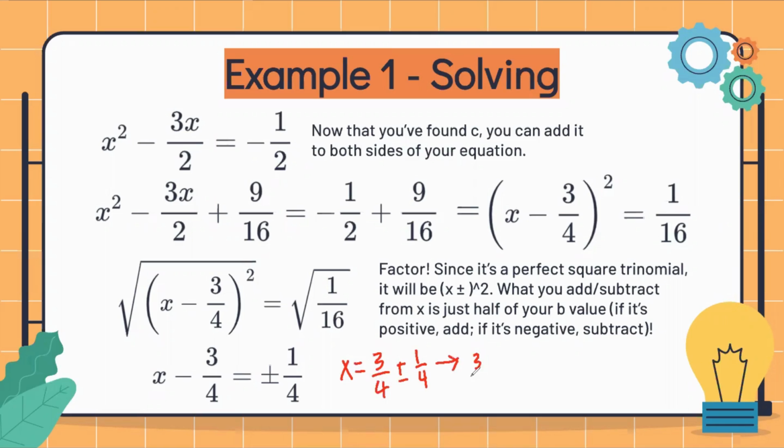First, you can do 3/4 plus 1/4, and that would just equal 4/4, or just 1. And you can also do 3/4 minus 1/4, and that would just equal 2/4, and that reduces to 1/2. So your final x values are going to be x equals 1 or x equals 1/2.